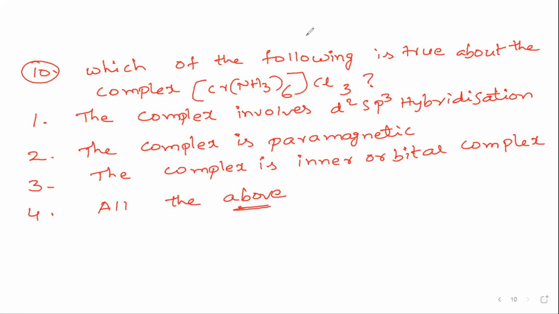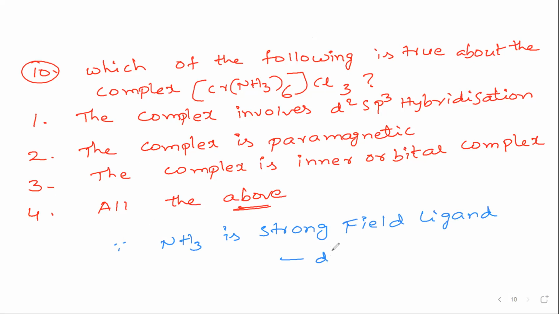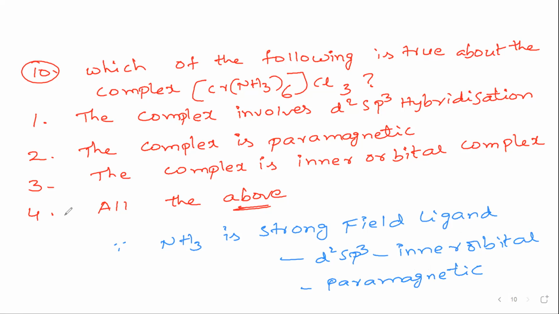So you can easily guess this answer. This is also a previous JEE Mains question. The complex involves d2sp3 hybridization since ammonia is a strong field ligand. Ammonia is a strong field ligand, so it will undergo d2sp3 hybridization and form an inner orbital complex, and it is paramagnetic. So all three options are correct. So the answer is all the above.